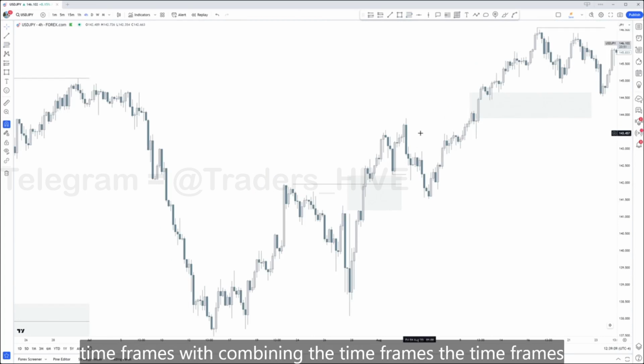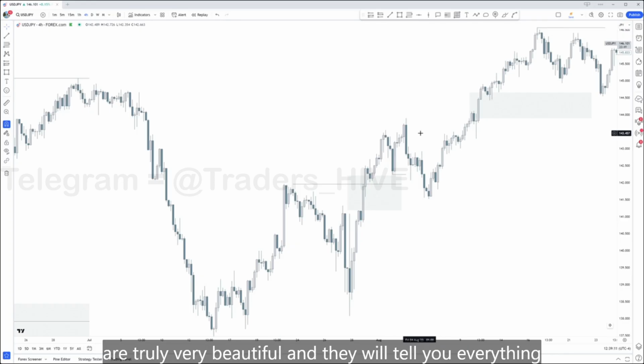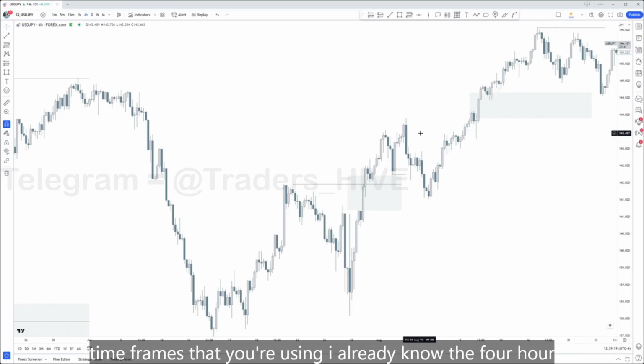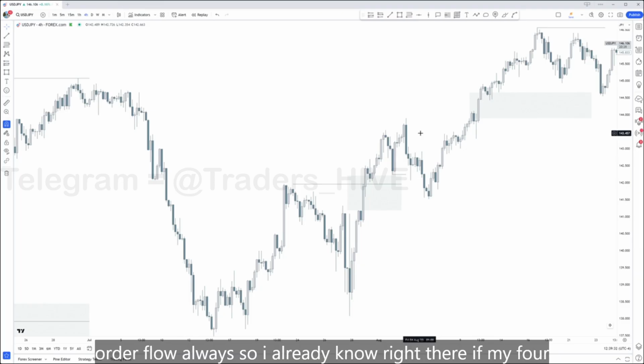Combining the time frames is truly very beautiful, and they will tell you everything you need to know if you just master the time frames. And mastering the time frames is first off being aware of the time frames that you're using. I already know the 4 hour, daily, weekly, and monthly. Those are the PD arrays that I want to trade off of. So I want to follow at minimum 4 hour order flow always. So I already know right there if my 4 hour is in context of my daily, if my daily is in context of my weekly, if my weekly is in context of my monthly, that is extremely high probability.